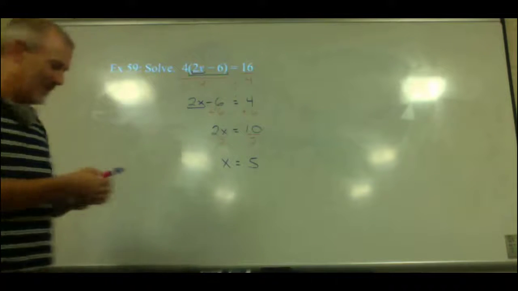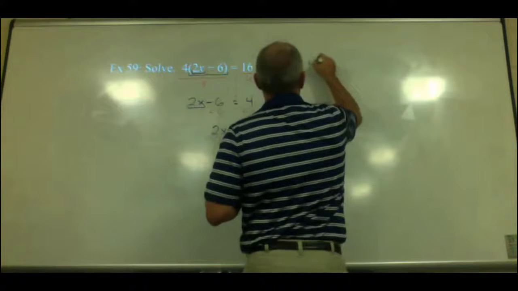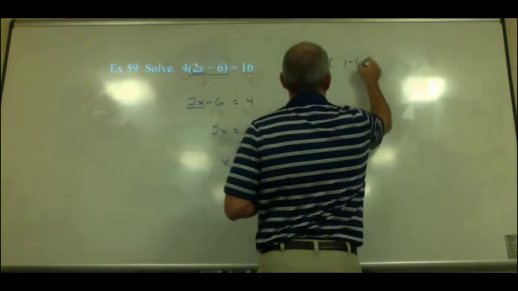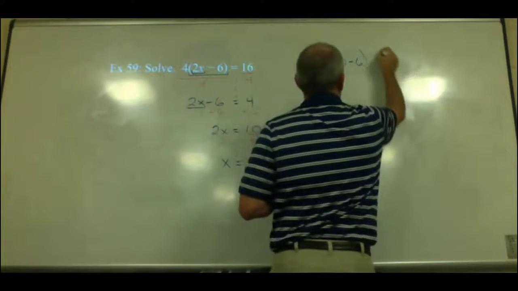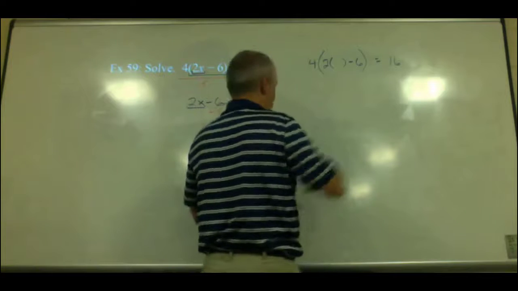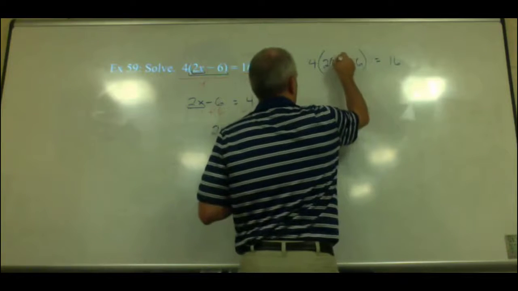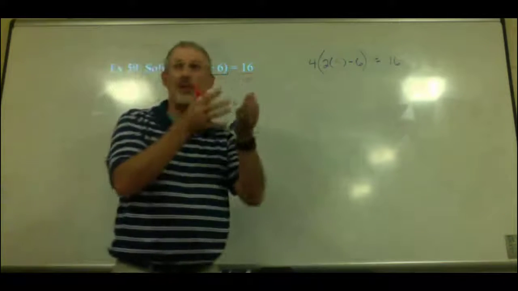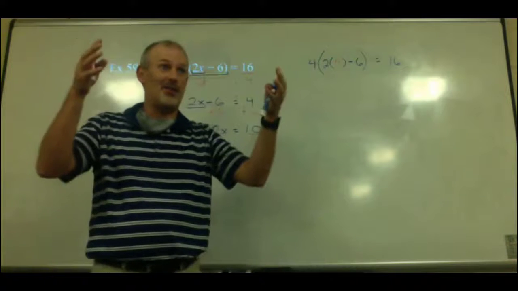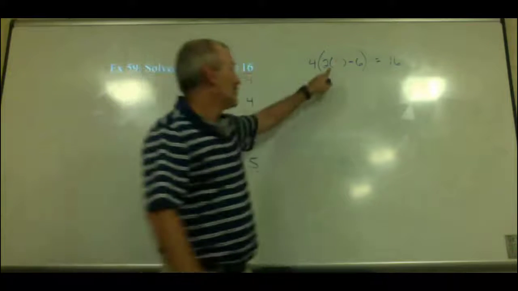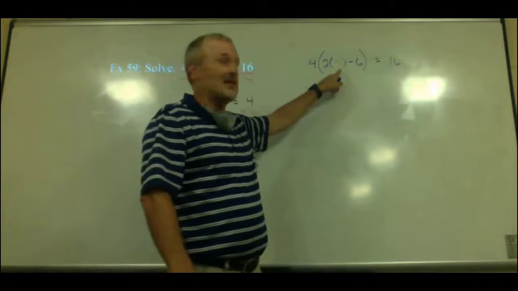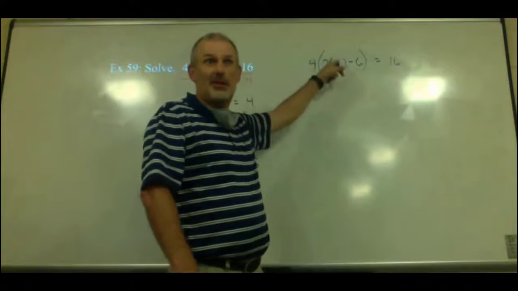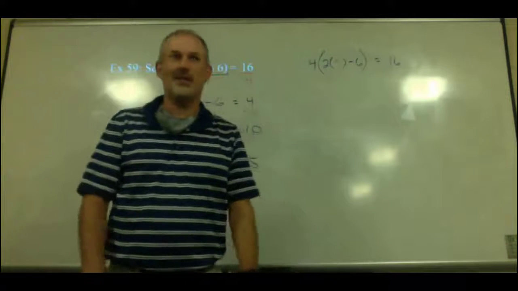Okay, and again, if we wanted to, we could go back and check. 4 times the 2, and then I'm going to put a little parentheses here, times x minus 6 should equal 16. And we're going to put in that 5 that we just figured out down here. Remember, order of operations, we start on the inside and work out. Solving, we have to start peeling off the layers and work in. So we start with 2 times 5, and that is 10. And then 10 minus 6 is 4. And 4 times 4? Yay, we got the right answer, right?